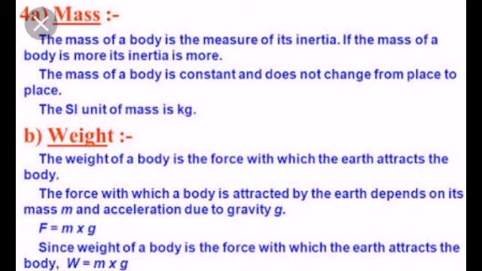The mass of a body is the measure of its inertia. If the mass of a body is more, then its inertia will be more. The mass of a body is constant and does not change from place to place, and its SI unit is the kg. The weight of a body is the force with which the earth attracts the body. The force with which a body is attracted by the earth depends on its mass m and acceleration due to gravity g. So we can write F is equal to m into g.